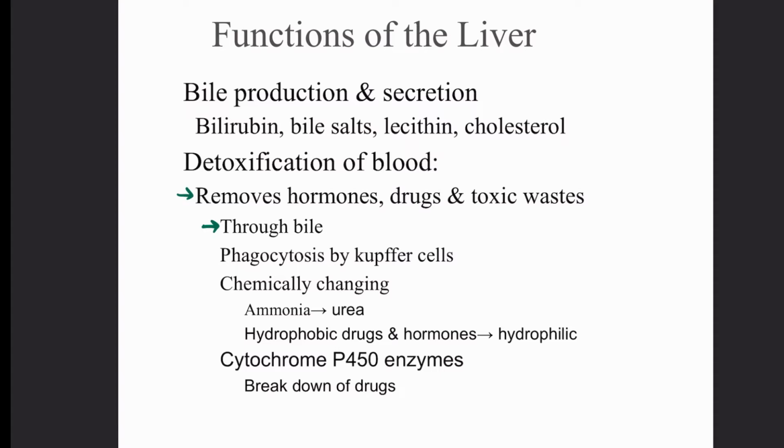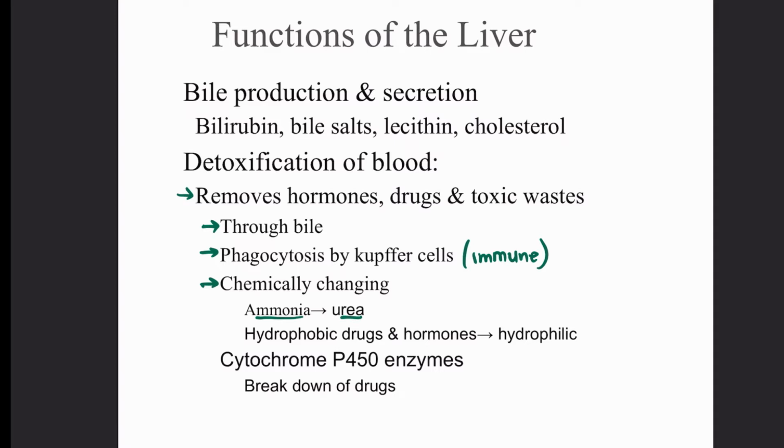Another way is by these immune system cells called Kupffer cells, and these are going to do phagocytosis, and so they're going to break down bacteria, for example. Another way that liver can detoxify blood is by taking molecules that are pretty toxic to us, like ammonia, and making them into less toxic waste compounds, like urea.